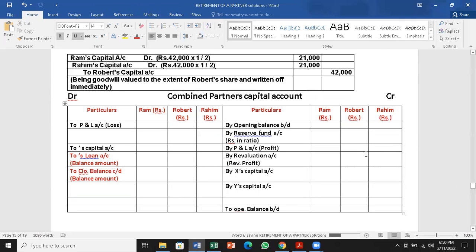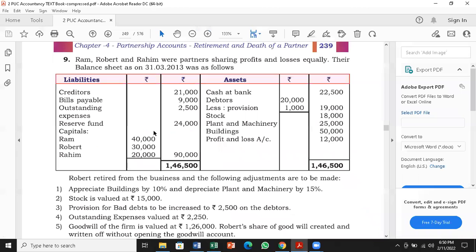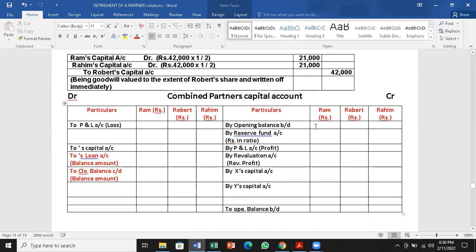Coming to the combined partners' capital account, I have a format ready. Ram, Robert and Rahim. First, we'll take the capitals from the liabilities side. Capitals of Ram, Robert and Rahim: 40,000, 30,000 and 20,000. Liabilities show a credit balance, so by opening balance brought down will be the capitals.